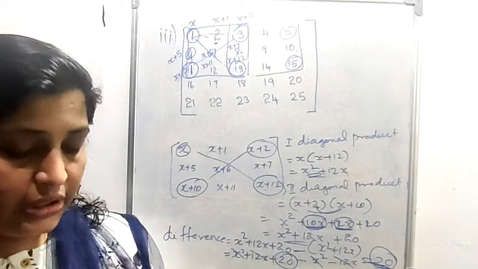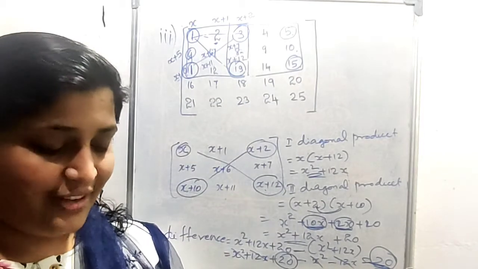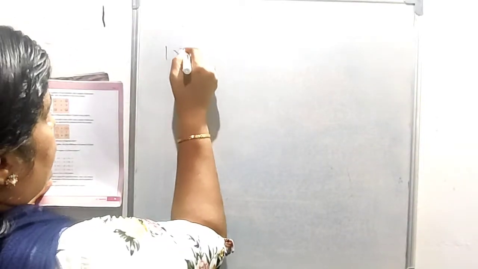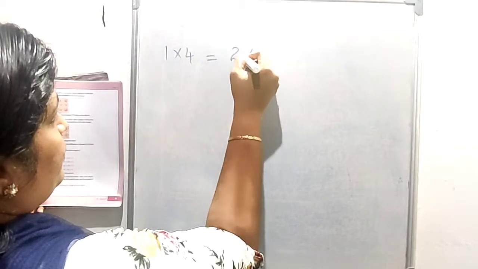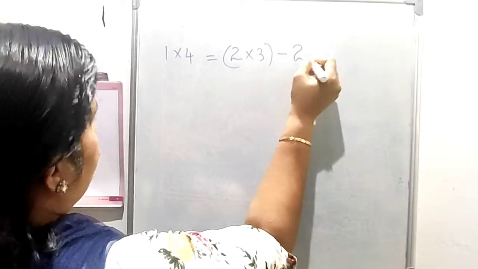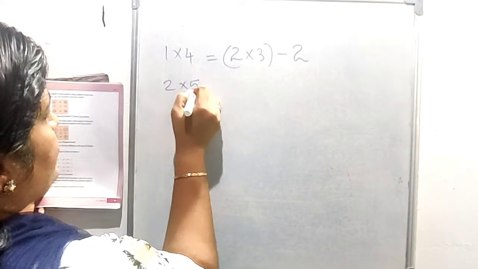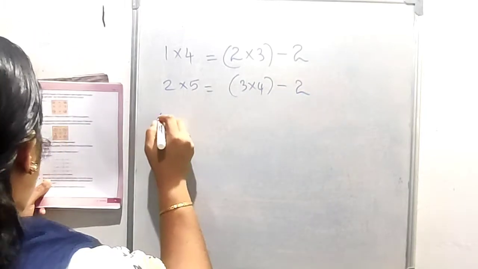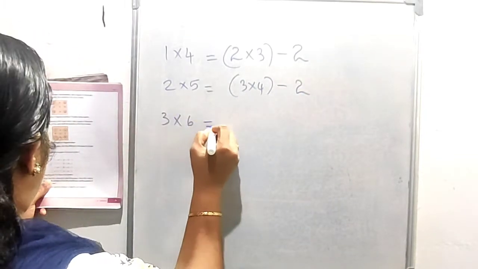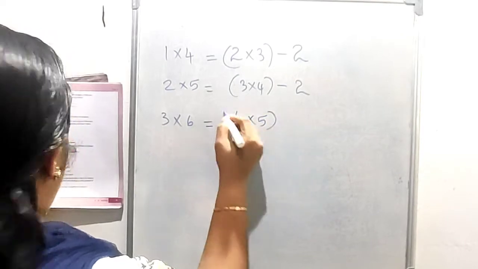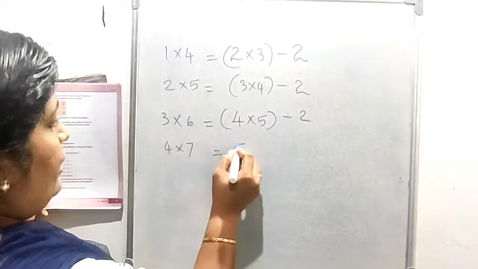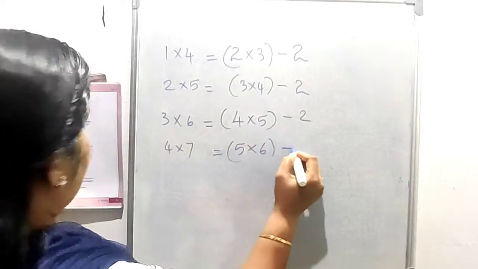And now look at the third problem, that is a pattern. Some interesting patterns are there. So look at this pattern: 1 into 4 is equal to 2 into 3 minus 2. Then 2 into 5 is equal to 3 into 4 minus 2. And 3 into 6 is equal to 4 into 5 minus 2. Then 4 into 7 is equal to 5 into 6 minus 2.